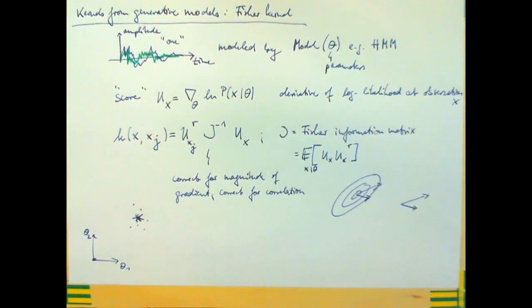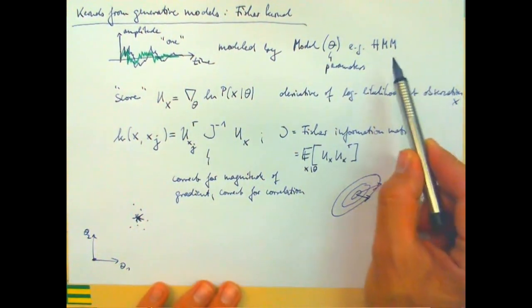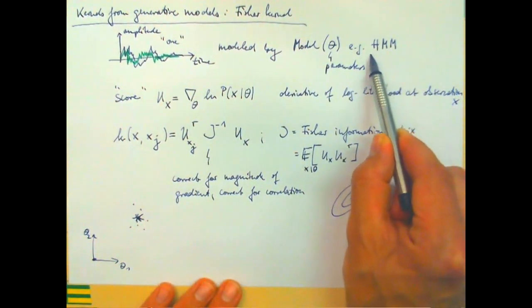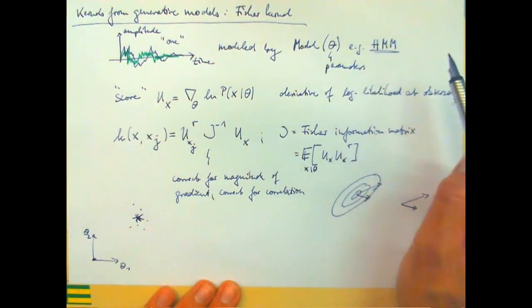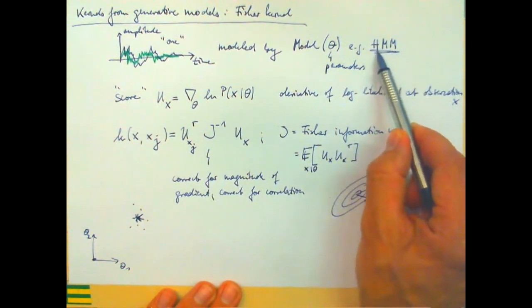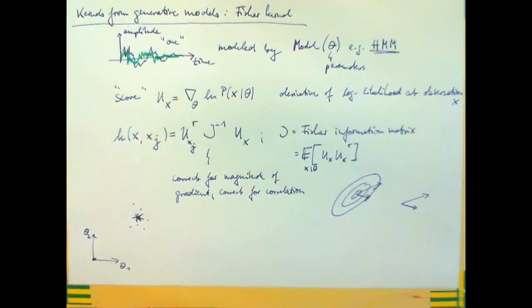Okay, so I mentioned as generative model here the hidden Markov model. Again, this is a model that's actually important for speech recognition and such, that we will talk about at the end of the semester. But I wanted to show you already here how this can be used to construct kernels for support vector machines.